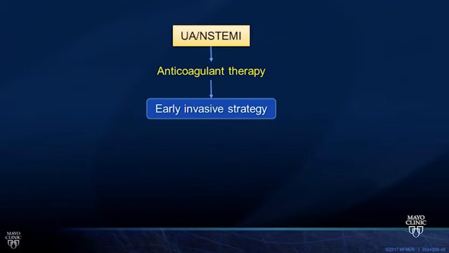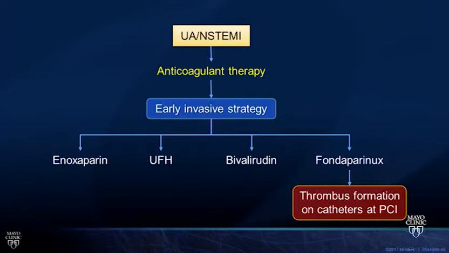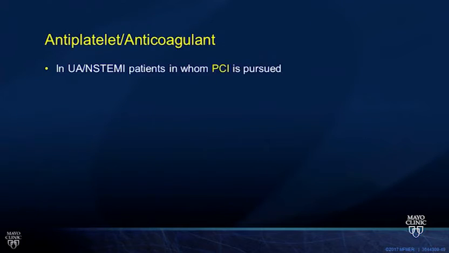If we're going to consider the early invasive strategy, the options include enoxaparin, unfractionated heparin, bivalirudin, and fondaparinux should be, again, a concern because of the catheter-related thrombosis. So let's consider the reperfusion strategies.